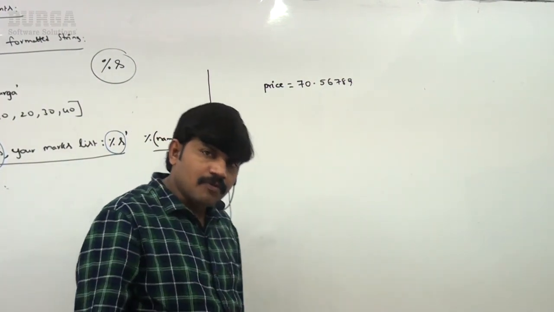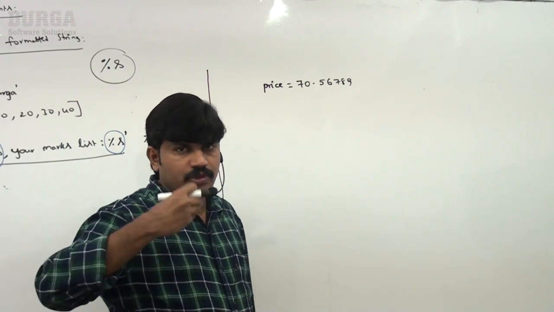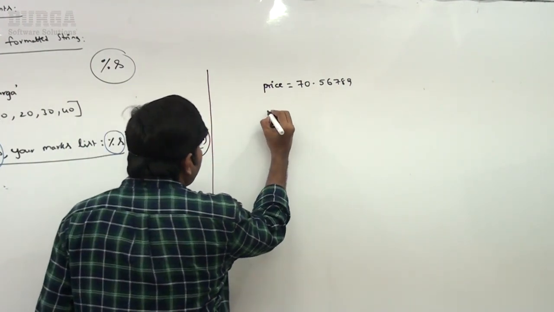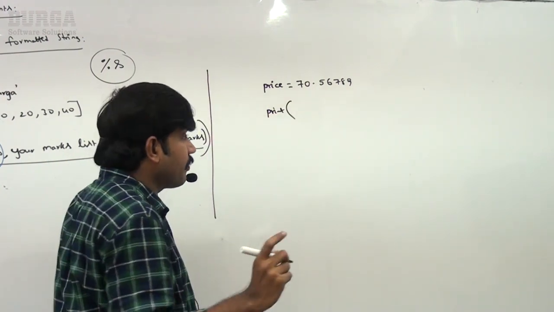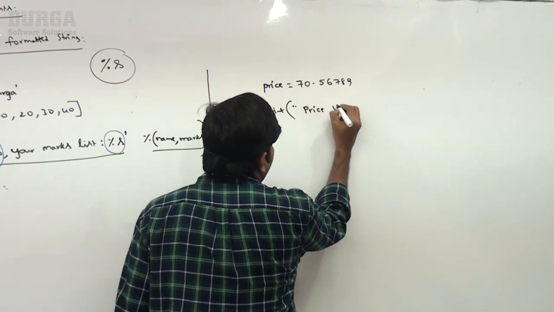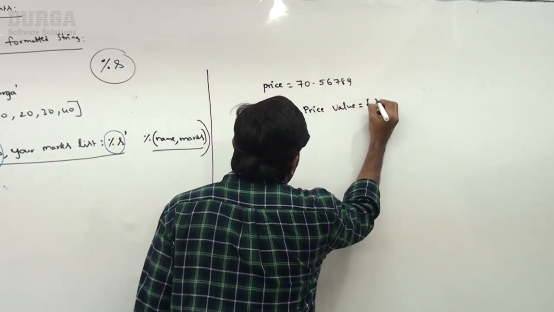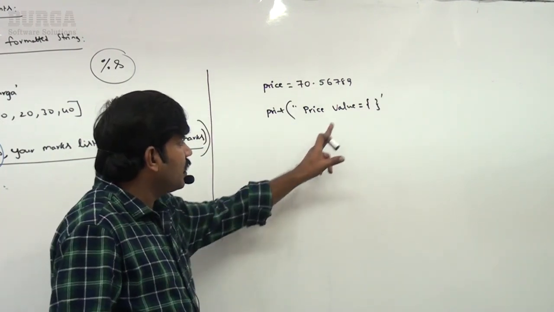Maybe in terms of rupees, in terms of dollars or somewhere, price is equal to like this. I want to print price is equal to so and so. What I'm trying to take? Print of, take very special care. Print of, okay, price value is equal to curly brace open and close. Price value is equal to curly brace open and close.